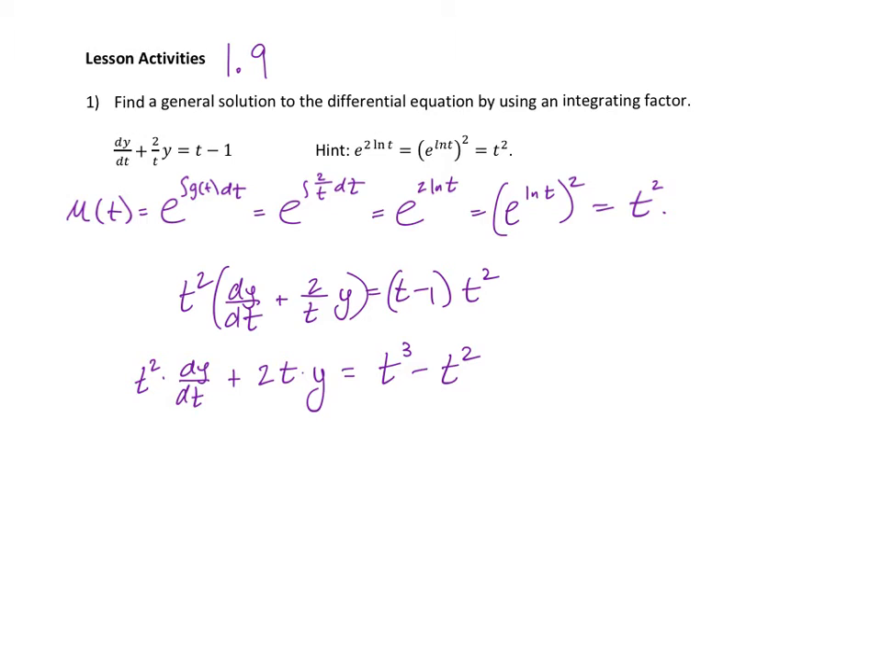Now, on the left, I have to recognize the product rule. One of my functions is y, because I have a y and a dy dt. And the other function is t squared, because I have t squared and its derivative. So this is like t squared times the derivative of y plus y times the derivative of t squared. So I'm going to rewrite this as, oh, that's just the derivative of t squared times y.